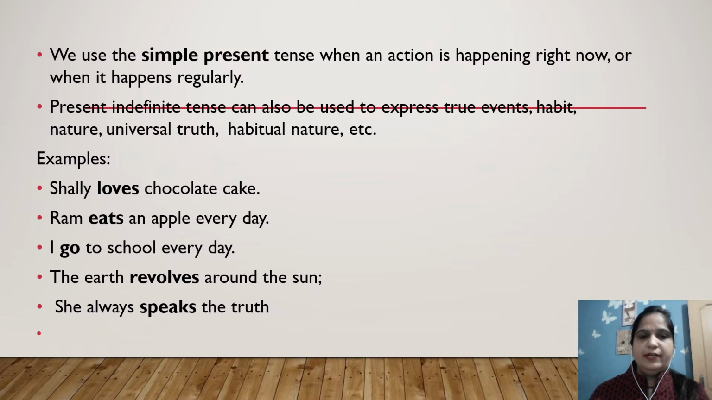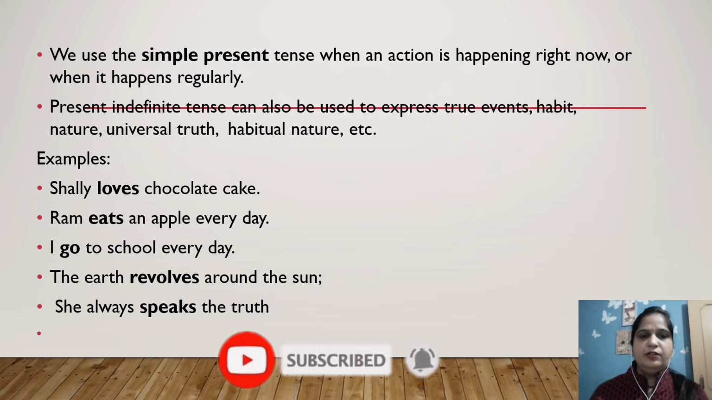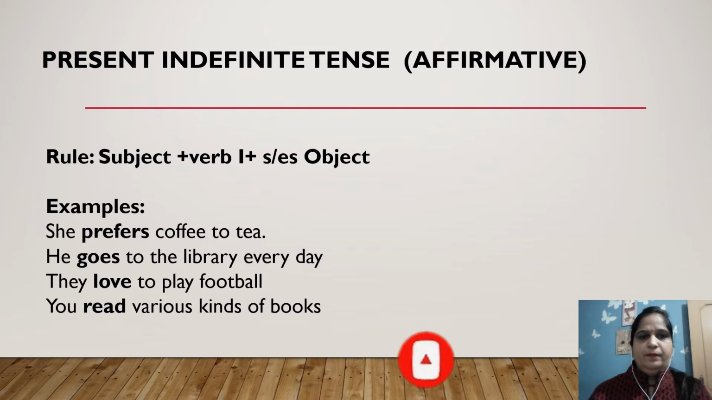Shelly loves chocolate cake, that is showing her nature. Ram eats an apple every day, that is his habitual nature. I go to school every day, that is our routine work. The earth revolves round the sun, that is a universal truth. She speaks the truth, that is also her nature. These show habitual nature, universal truth and present indefinite tense.